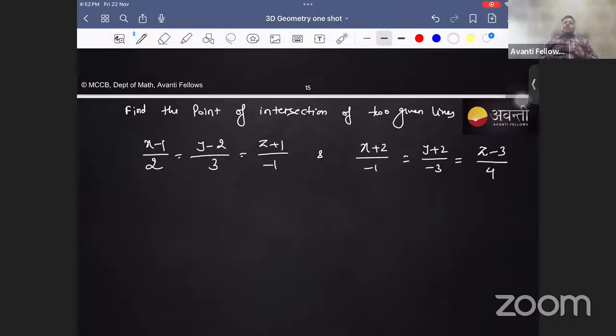So how do we find the point of intersection of these two lines? To get the point of intersection, let us assume this is lambda and this is mu. So assume one parametric point on each of the lines. On this line, the point will be 2 lambda plus 1, 3 lambda plus 2, minus lambda minus 1.